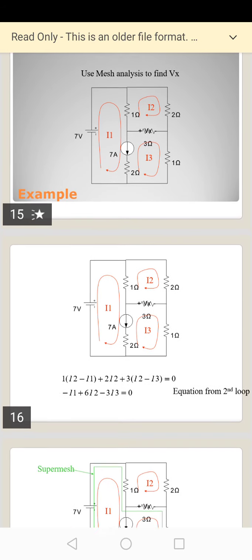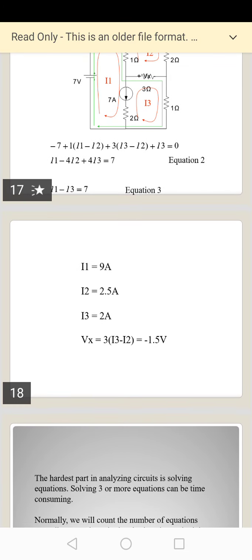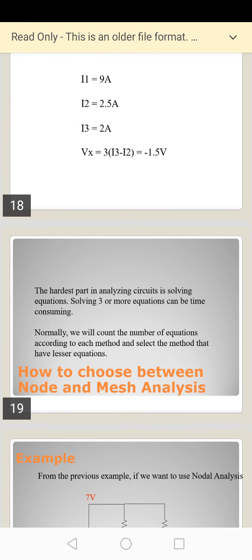This is a mesh current analysis problem. This is the answer: I1 is equal to 9, I2 is equal to 2.5, I3 is equal to 2, and Vx is equal to 3 into I3 minus I2, which is equal to 1.5 volts. The hardest part of analyzing a circuit is solving the equations. Solving three or more equations can be time consuming. Normally we count the number of equations for each method and select the method that has fewer equations.